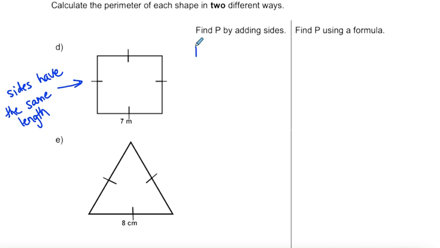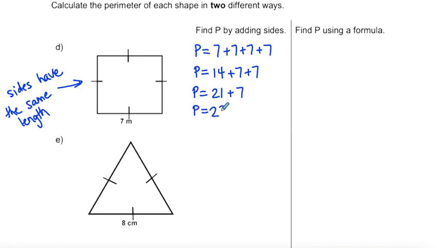So normally when I'm finding the perimeter of a shape, I need to add up all of my sides. So this will be 7 plus 7 plus 7 plus 7. So 7 plus 7 is 14, plus 7 plus 7. 14 plus 7 is 21, and 21 plus 7 is 28, and my unit is meters.